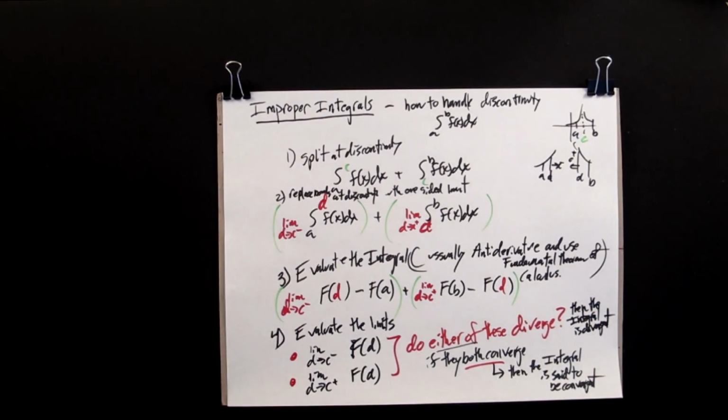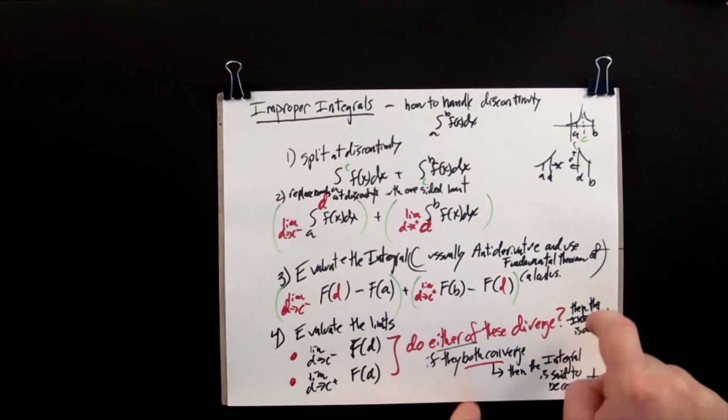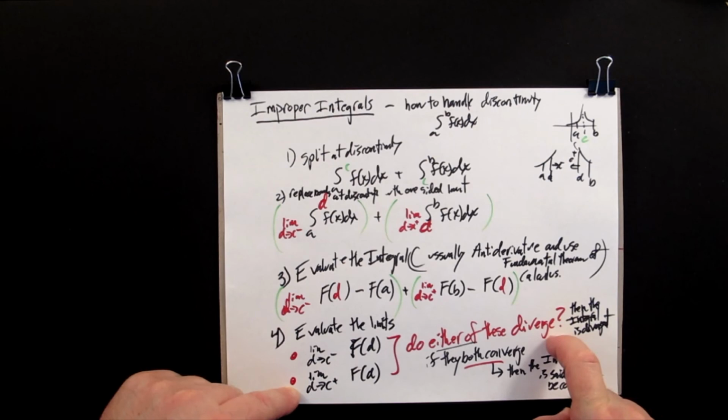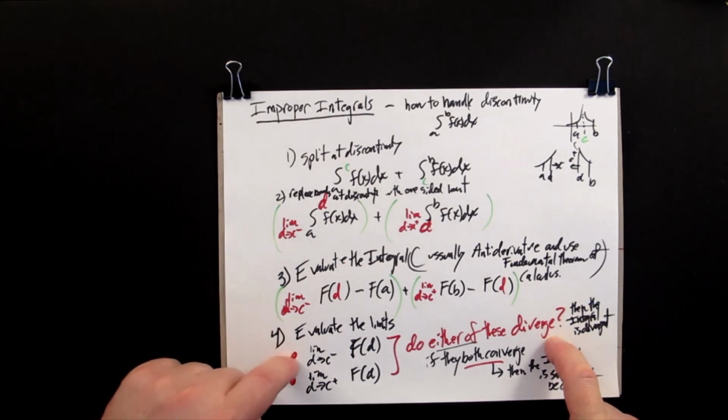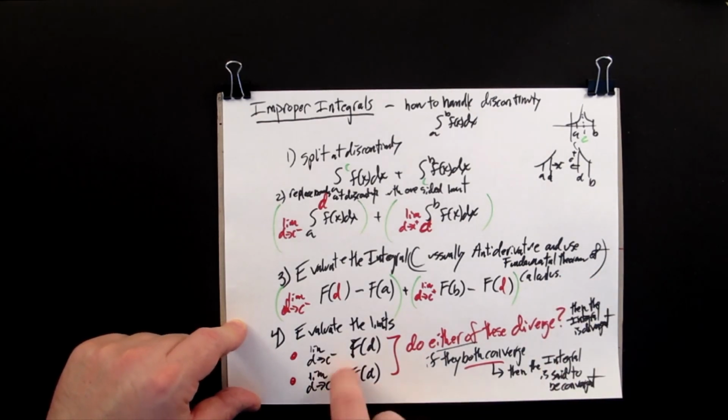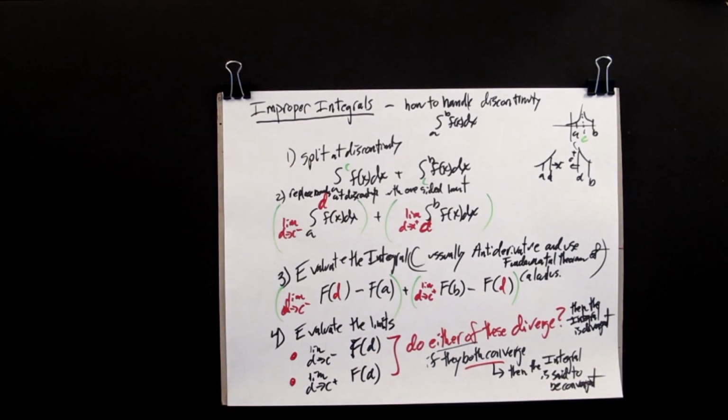So in the convergent case, you're going to get a fixed number. In the divergent case, if either of these diverge, you have to be very careful. So it's possible to do some other things with it, but you want to be careful. And so for the time being, just say this diverges. But if they both converge, then you have a definite answer to the problem.